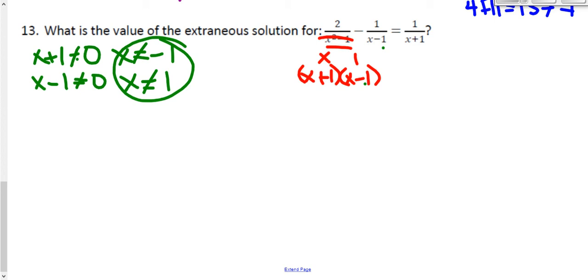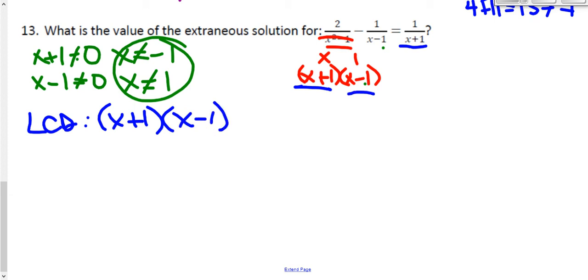In order to start solving, I need to get rid of all of my denominators. And again, I do that by multiplying by the lowest common denominator. The lowest common denominator is a product of all of the unique factors from my denominators. So I have the factor x plus 1 here and here. I have the factor x minus 1 here and here. And those are the only factors for my equations, which means that that's my lowest common denominator.